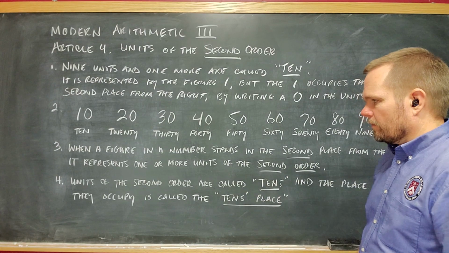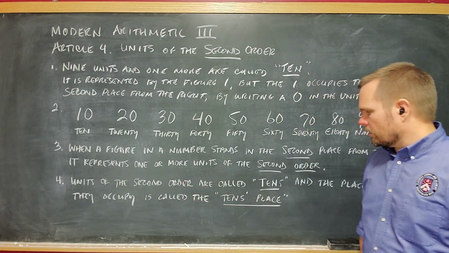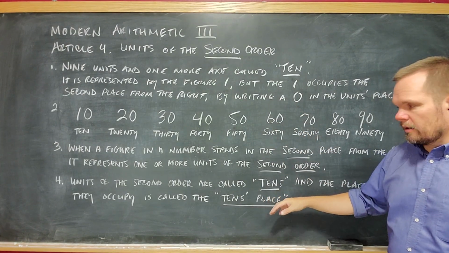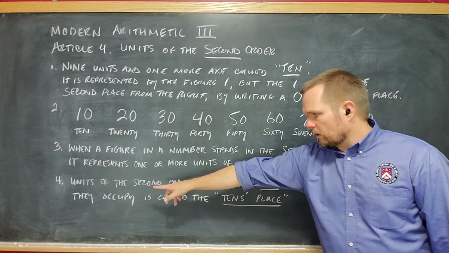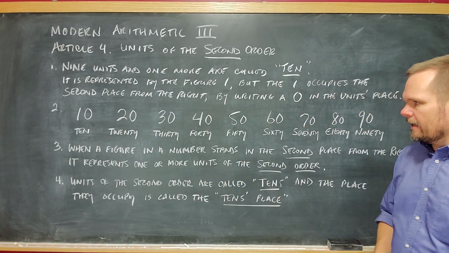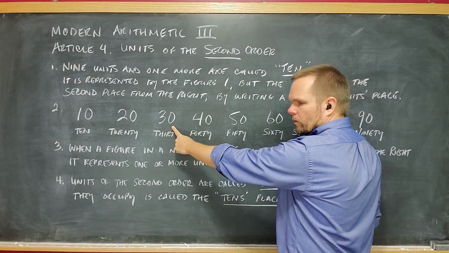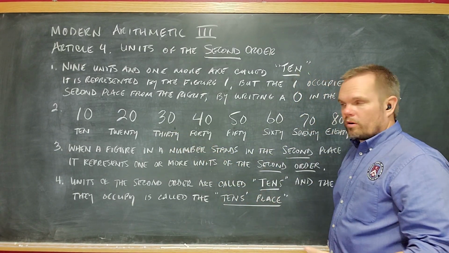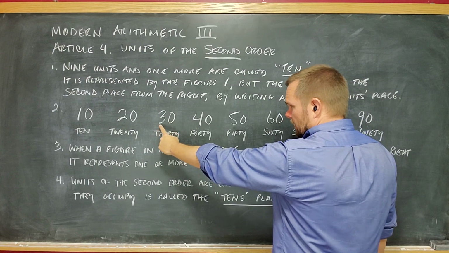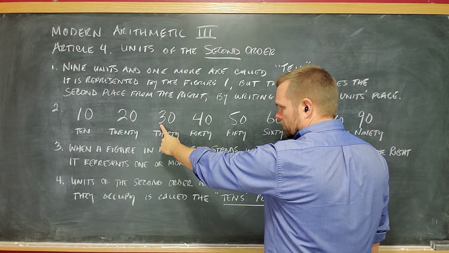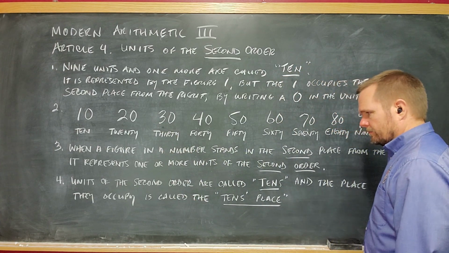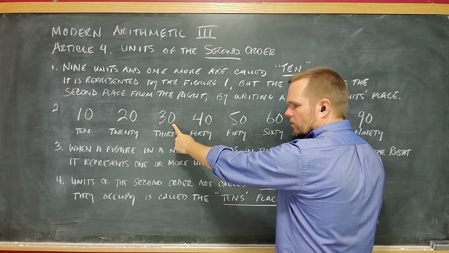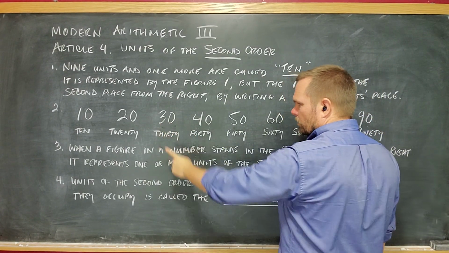And lastly, rule number 4. Units of the second order are called tens. And I've already been using this word in this lesson, but here we have the clear rule. Units of the second order are called tens. So the first order we learned is called units. We learned that in Article 3. Here in Article 4, we learn that the figure in the second order represents tens. Units of the first order are called units. Units of the second order are called tens.